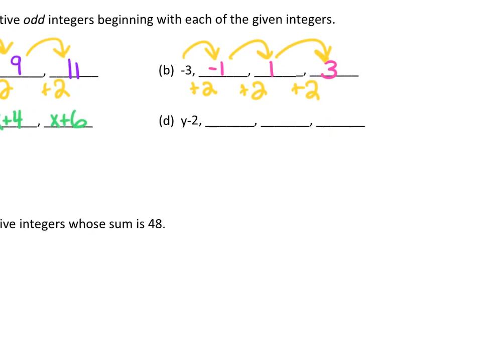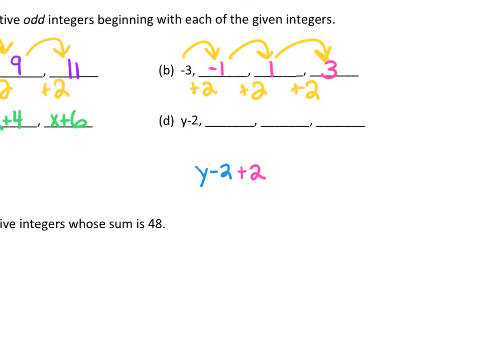So let's look at letter D, y minus 2. So we are starting with y minus 2. To get to the next consecutive odd integer, it doesn't change how we're going to do that. We are still going to add 2 to get to the next consecutive odd integer.